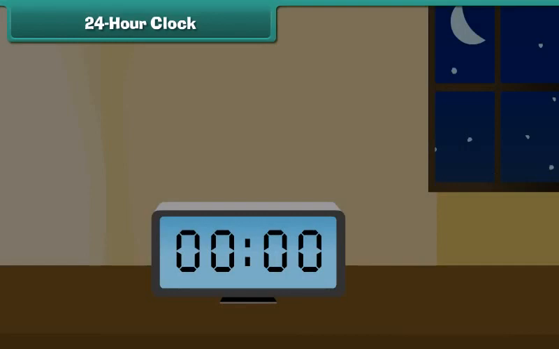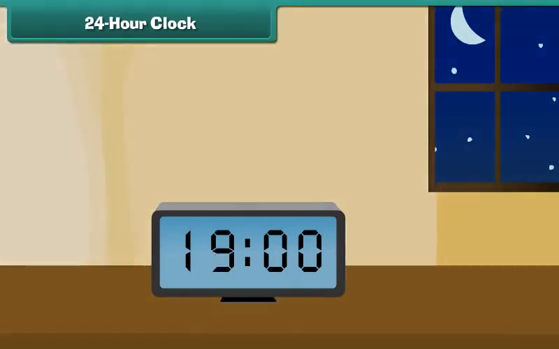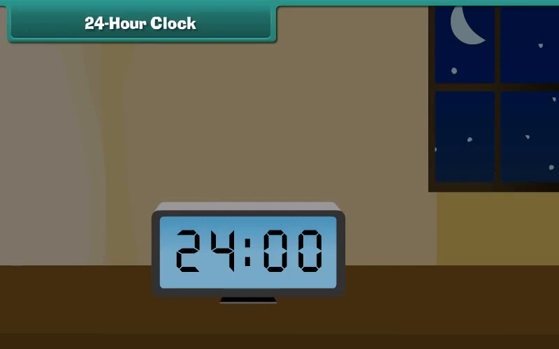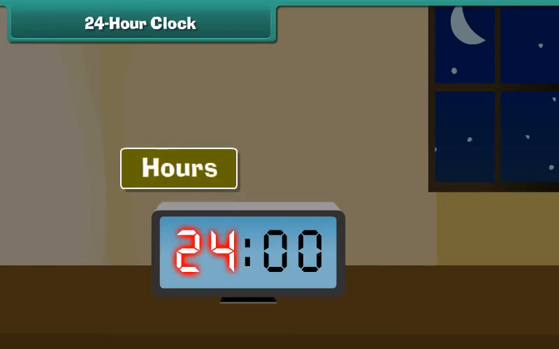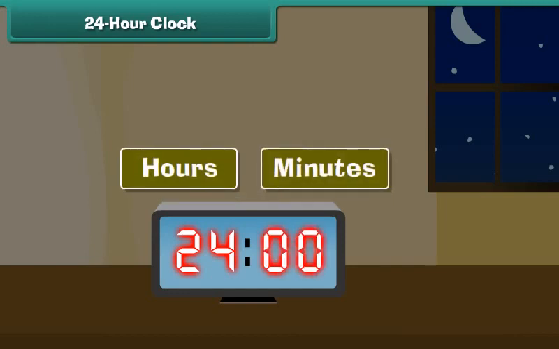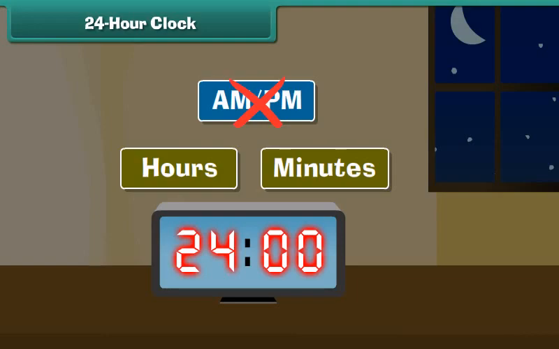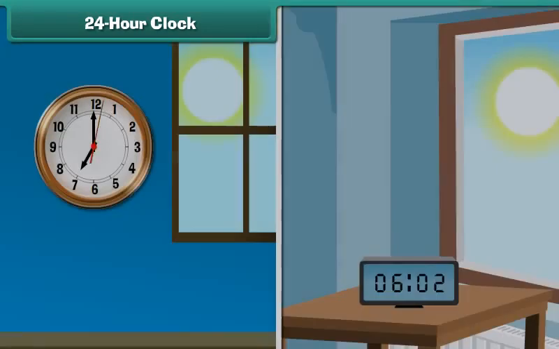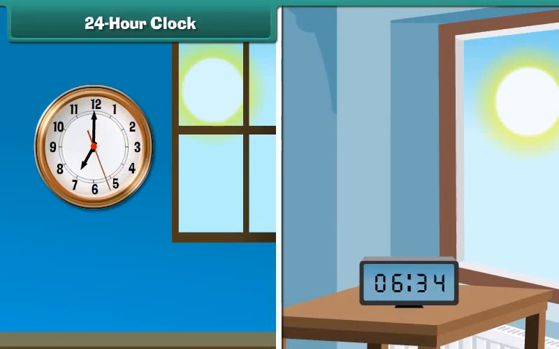The 24-hour clock numbers the 24 hours of the day from 1 to 24. It denotes the start of the day as 0000 hours and the end as 2400 hours. The first 2 digits in the time represent hours and the last 2 minutes. The 24-hour clock does not use AM or PM to differentiate between the first and the second halves of the day.